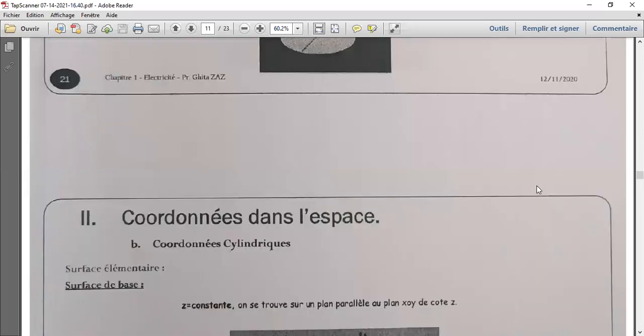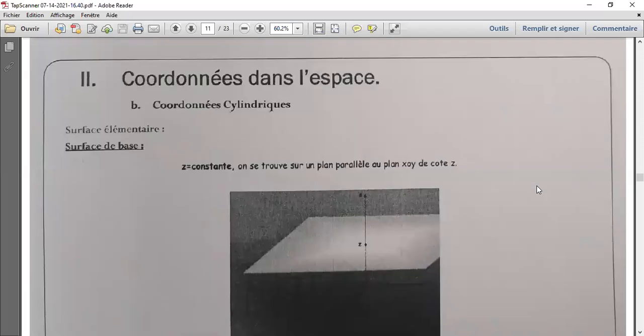Then they can also tell you to calculate the surface of a base. They have given you a cylindrical figure and they tell you to calculate the surface of a base. How do you calculate the surface of a base? When you see the words surface of the base, you should know that they mean z is constant. They want you to calculate the surface which is created on the surface, meaning you are not moving up or down. You are just on the surface. It means you can move outside the circle or you can change the angle theta.